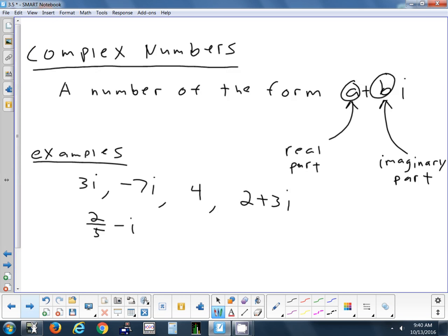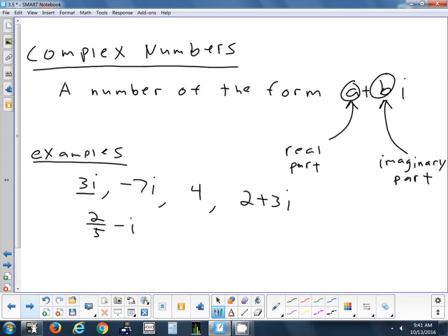Let's look at 3i. What's the real part of 3i? 0. Think of it as 0 plus 3i. There's no real part. And the imaginary part? 3. How about 4? What's the real part? It's only 4. And what's the imaginary part? 0.